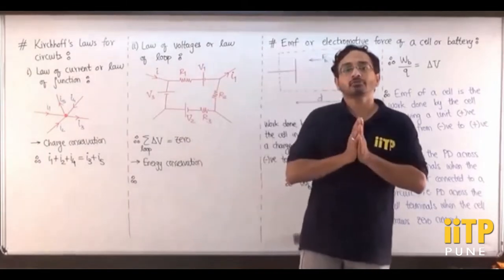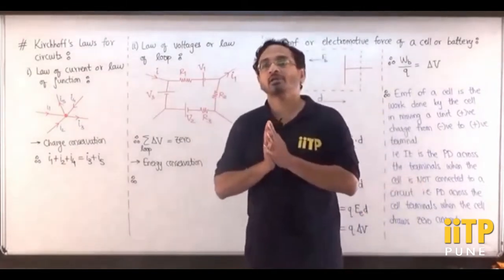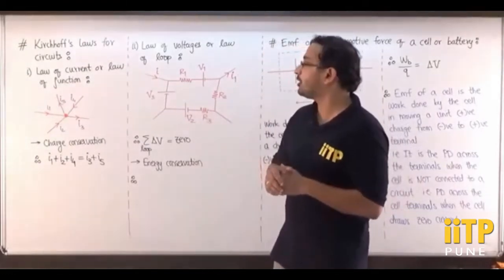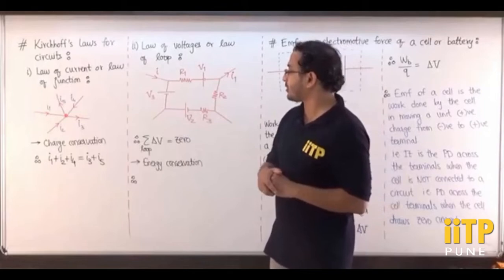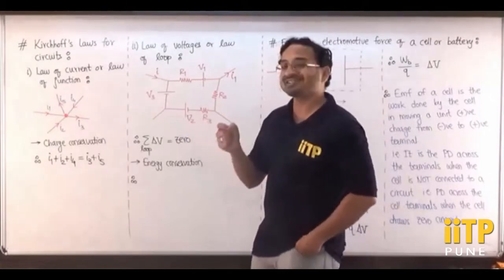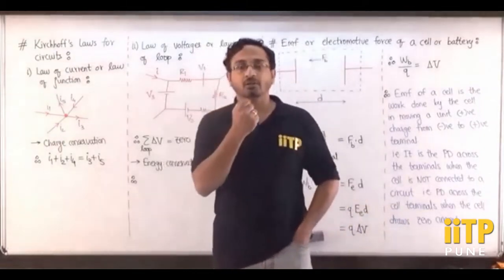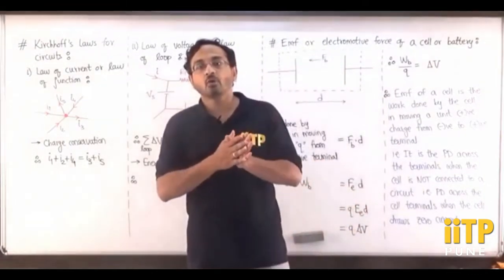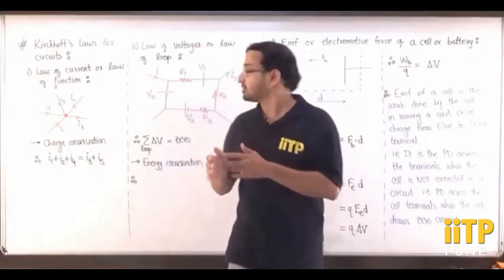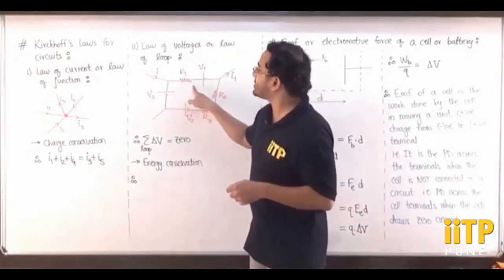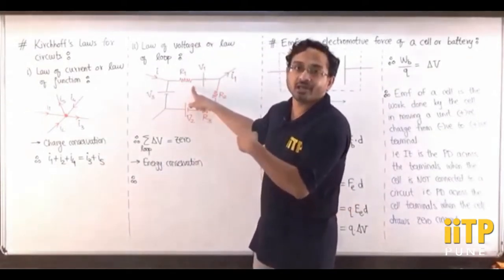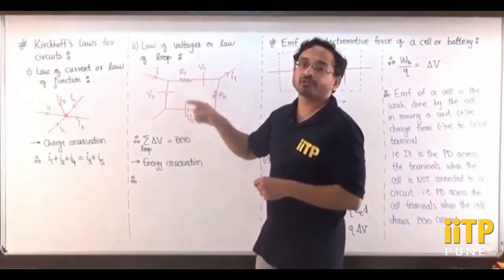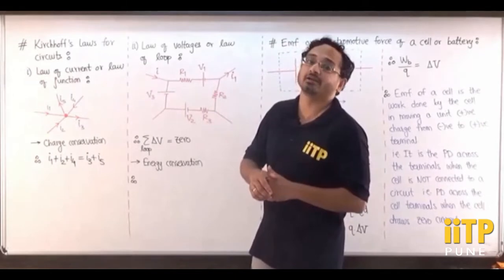Now, one of the most important things that we have to understand in the application of Kirchhoff's law, especially the second law, the voltage law, is that we have to choose a sign convention. That sign convention is this: if you are going over a resistor in the same direction as the current, then the voltage or the potential difference across the resistor is negative.